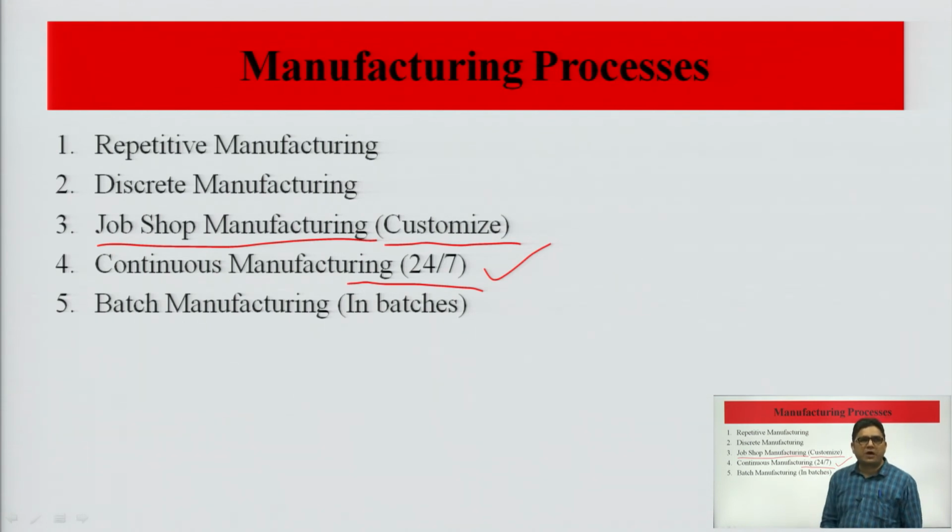Batch manufacturing: we are going to produce in small quantities or small batches, and once one batch is completed, we clean our equipment, process and machinery, and when the next order comes in, then we will start manufacturing. So, it will not be continuous; rather, it will be in batches.